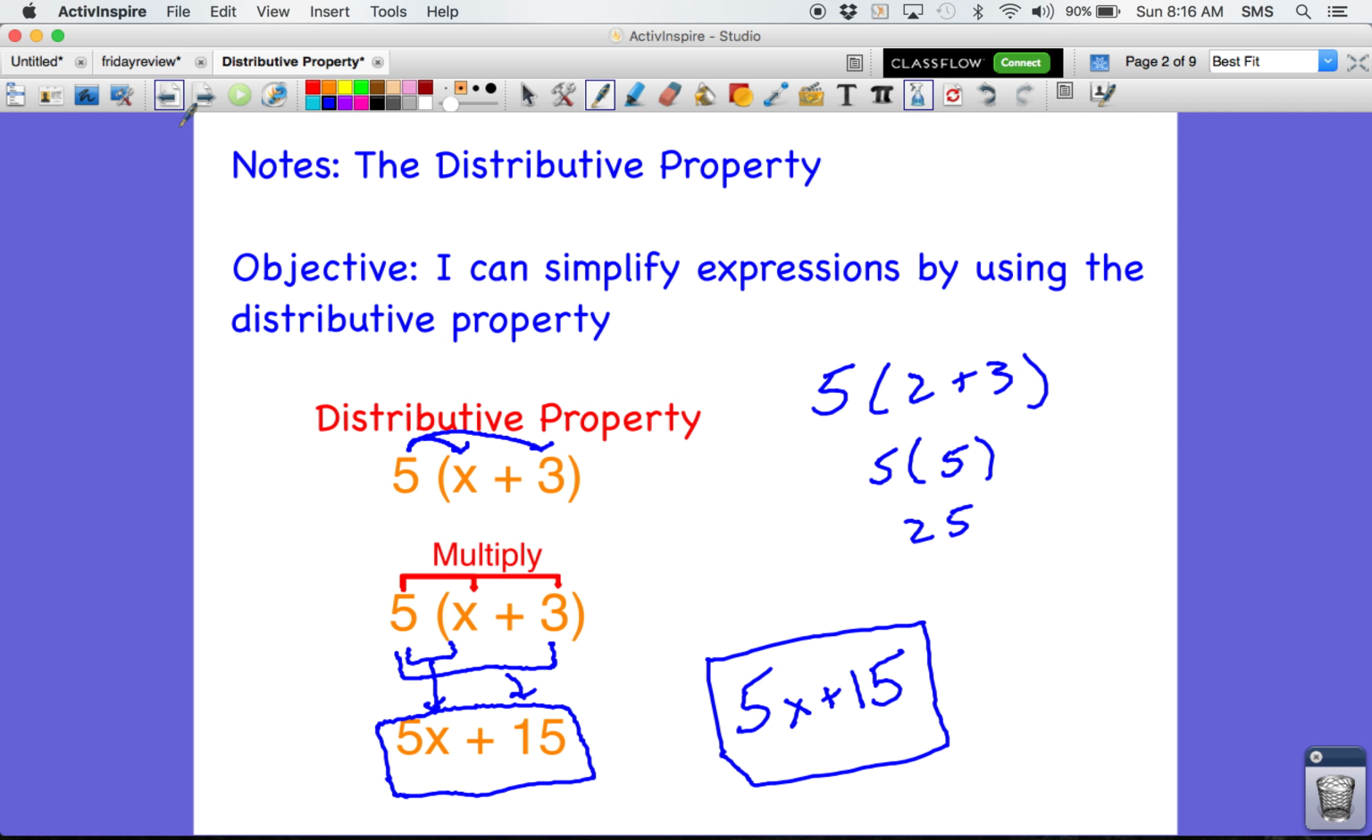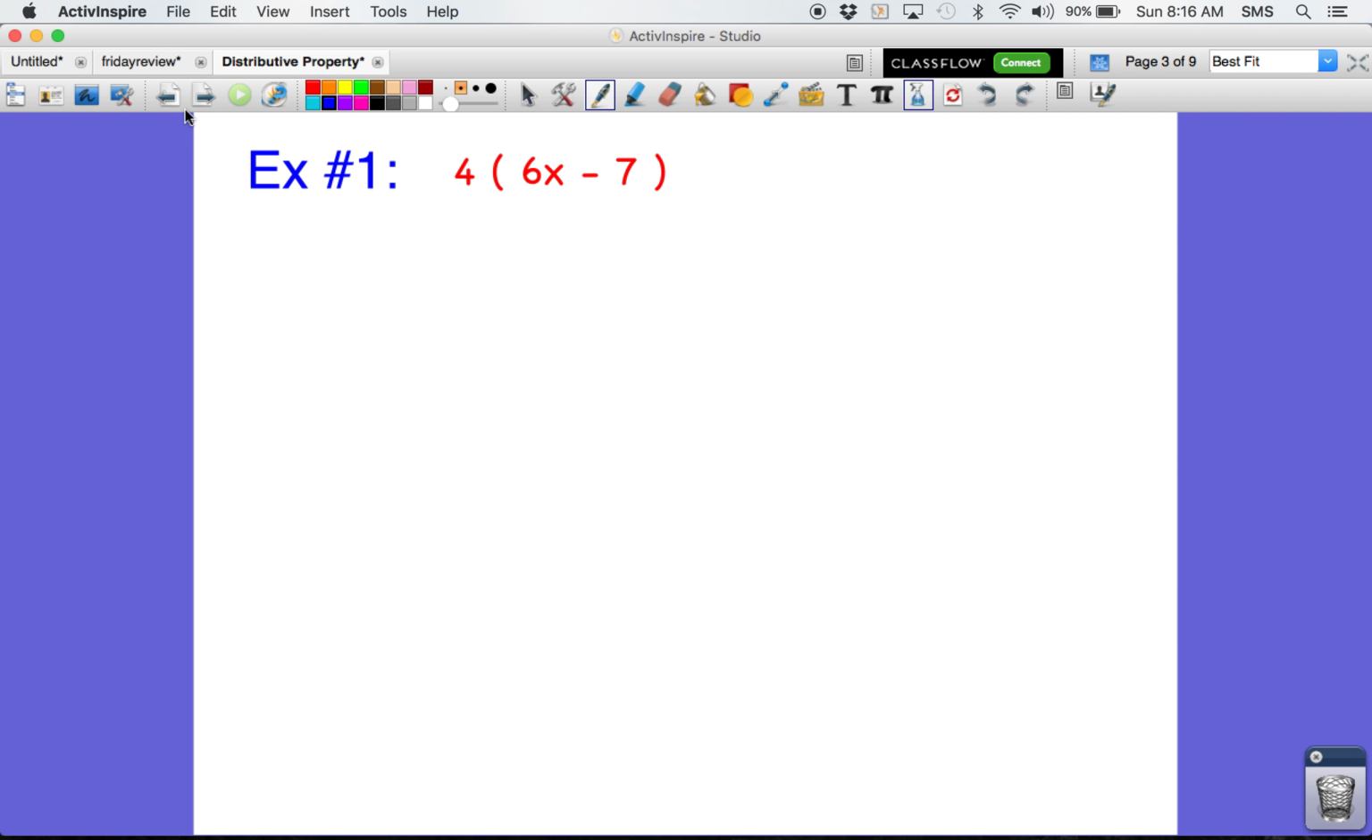Okay, so let's look at some other examples of the distributive property. I have 4 times, and my parentheses means multiplication, 4 times 6x minus 7. Again, I can't do anything inside these parentheses. I cannot do 6x minus 7 because they are not like terms. Because I can't combine these, I still want to get rid of these parentheses.